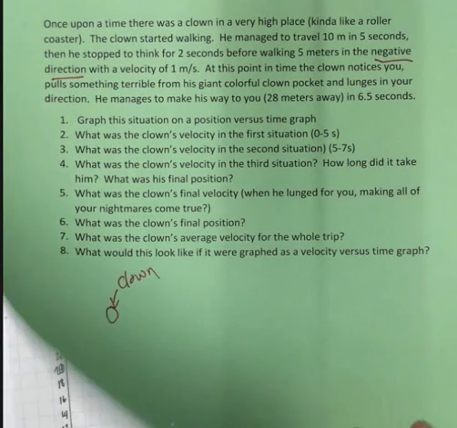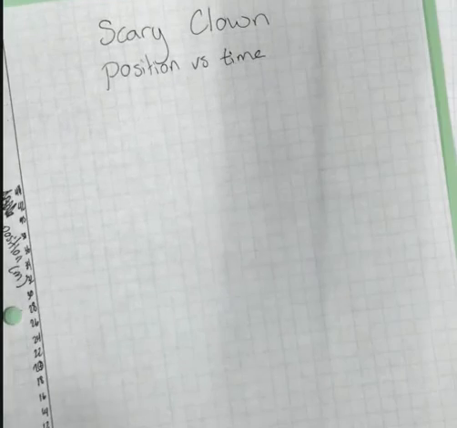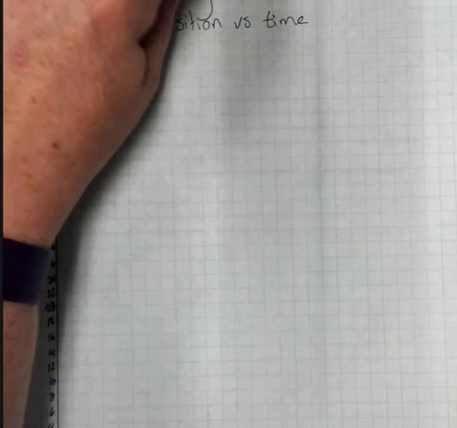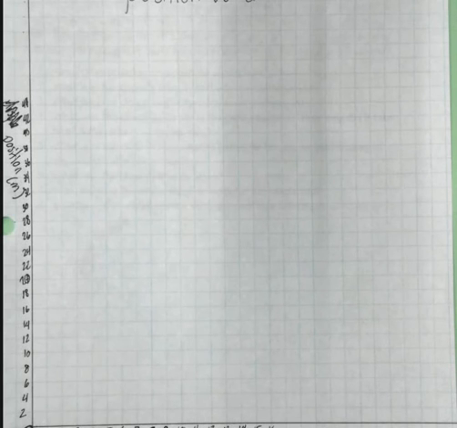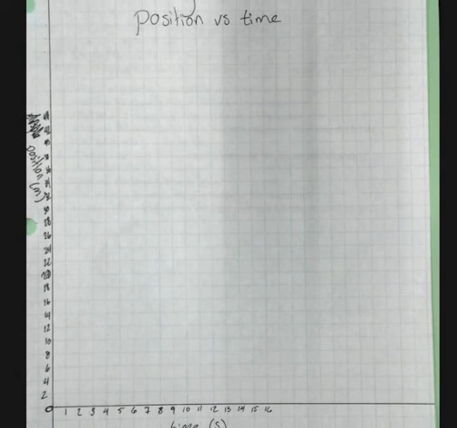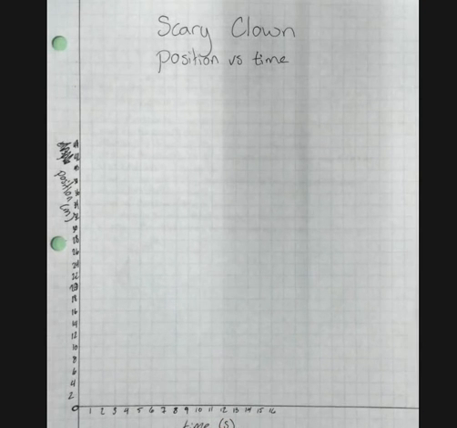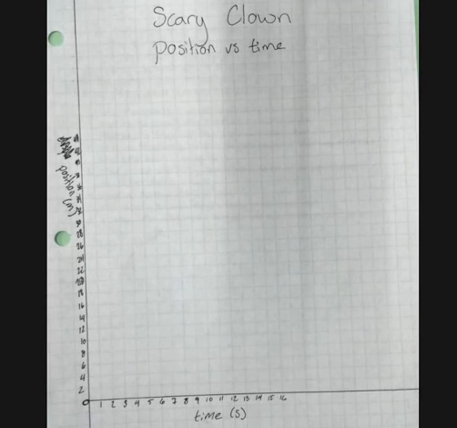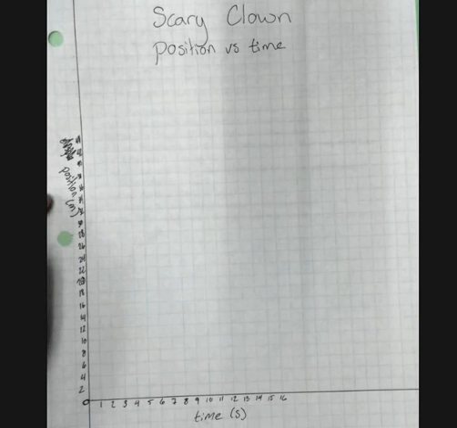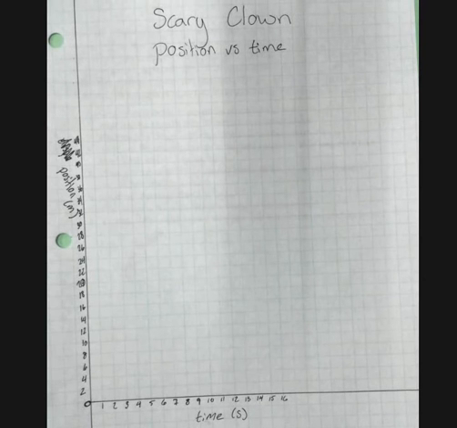So we need to set up a graph. One of the first things that you need to consider when you set up a graph is what your axes should be. Alright, we're doing position versus time. So position, the dependent variable, is on the y-axis. Time, the independent variable, is on the x-axis.